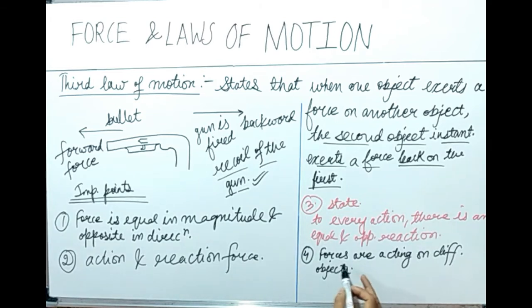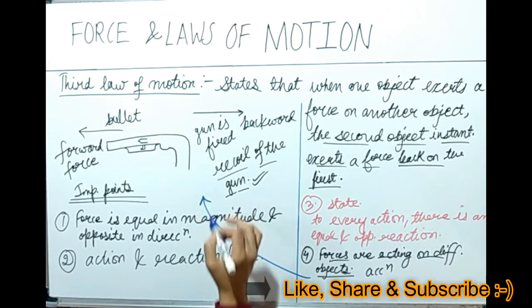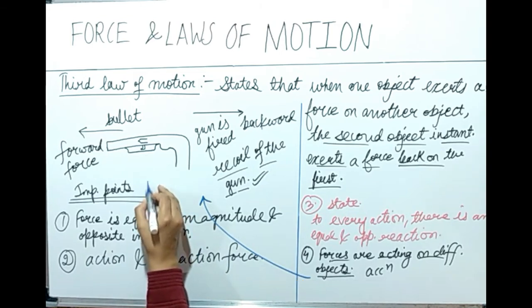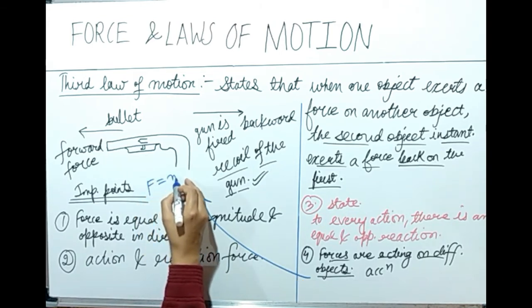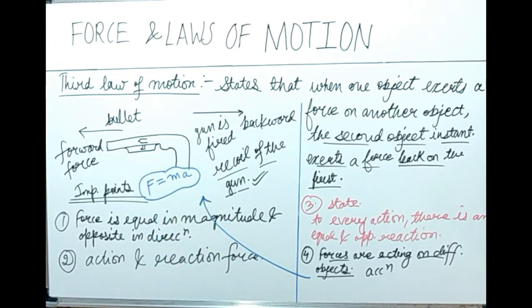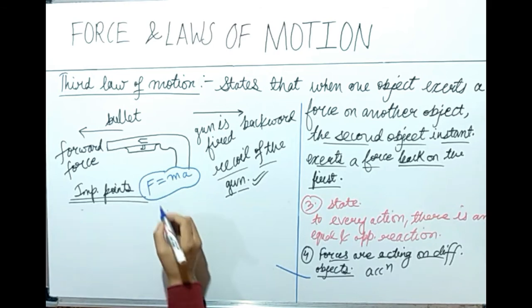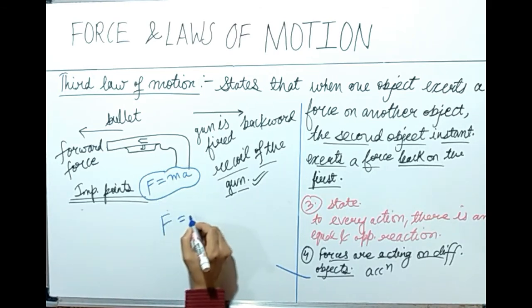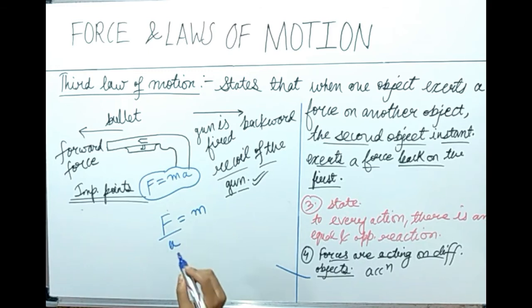And when you mention that forces are acting on different objects, you have to specify that the acceleration produced is different on different objects. How is the acceleration produced different on different objects? We have already discussed force equal to mass into acceleration in our second law of motion. For a given force, mass is inversely proportional to acceleration.